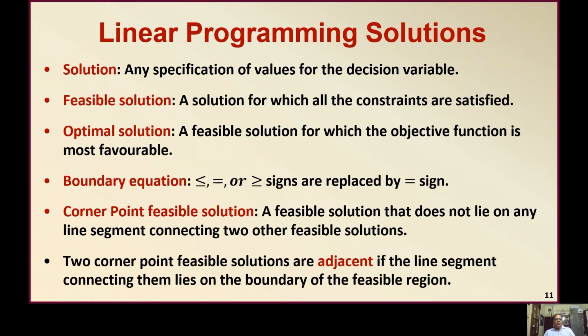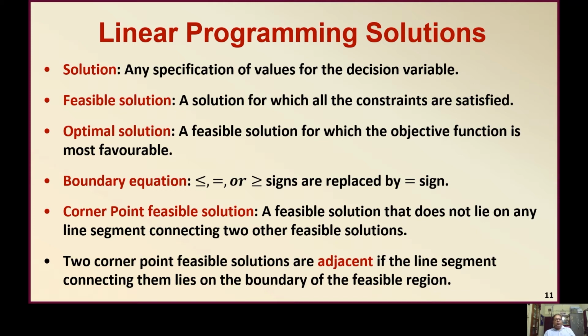Now, first of all, any specification of values for the decision variables is called a solution. Supposing I have two variables x1 and x2, x1 equal to 20 and x2 equal to 50 is a solution. X1 equal to 5,000, x2 equal to 9,000 is also a solution. Everything is a solution which is a specification of values within the domain of the decision variables. A feasible solution is a solution for which all the constraints are satisfied. An optimal solution is a feasible solution for which the objective function is most favorable.